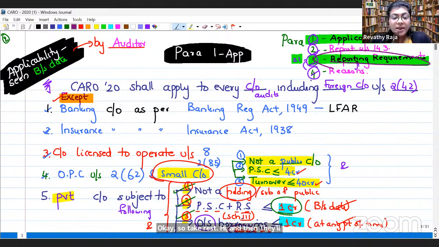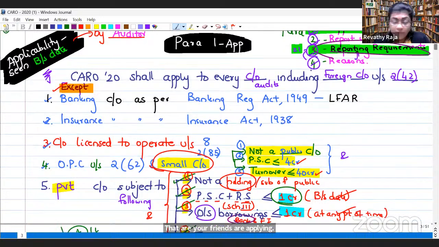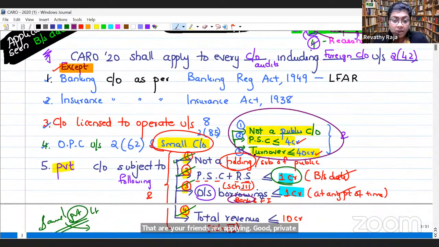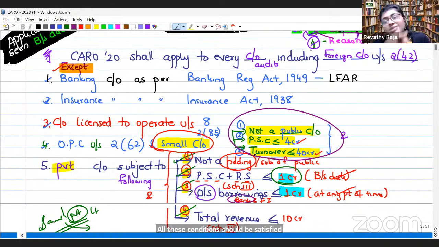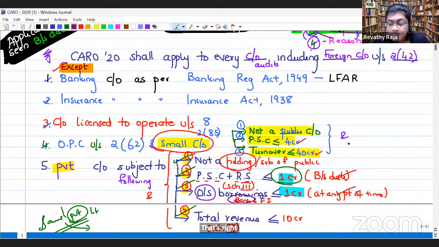Is a private company always a small company? Sarah, your friends are replying. For a private company to be a small company, all these conditions should be satisfied. A small company should always be a private company, that's right. All the three conditions are 'and'. You have so many friends over here, why ask me?